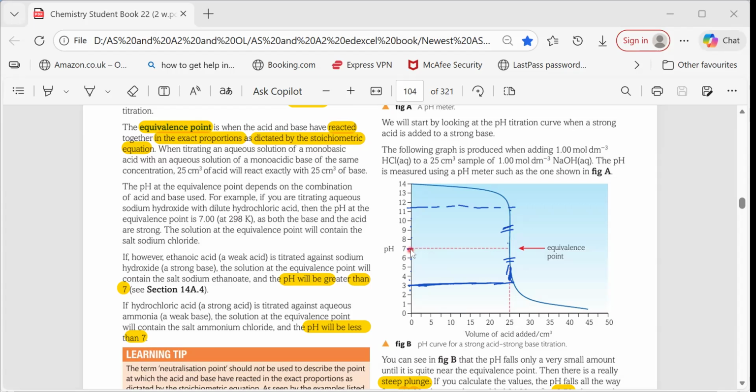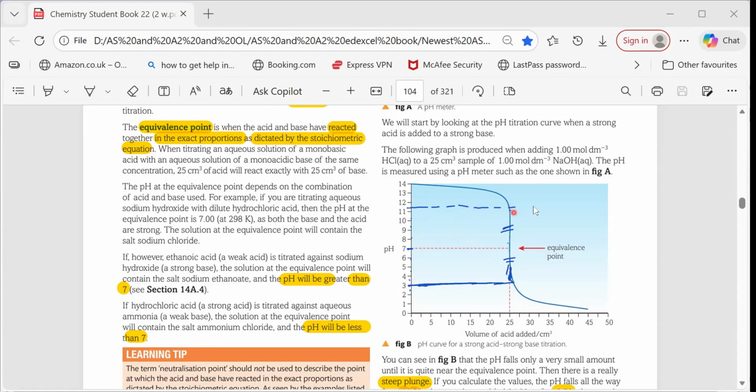Why is it 7? Because when we titrated sodium hydroxide against hydrochloric acid, we got the salt, sodium chloride, which is neutral. So since the salt is neutral, then the pH at the equivalence point is 7. So you have to draw the vertical line so that the 7 is in the middle. You start with 3 and you end with 11, for example.